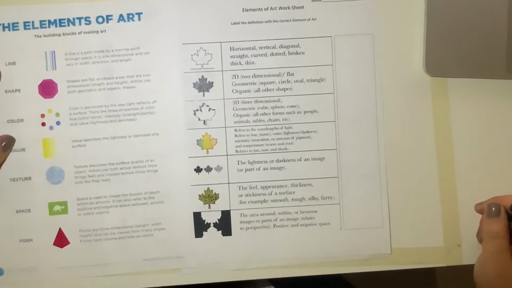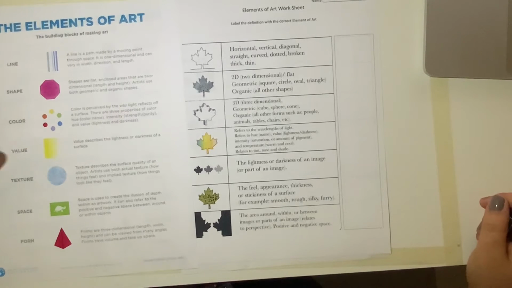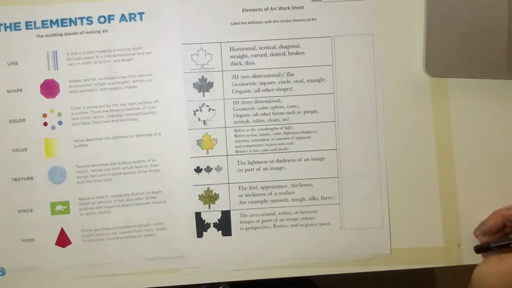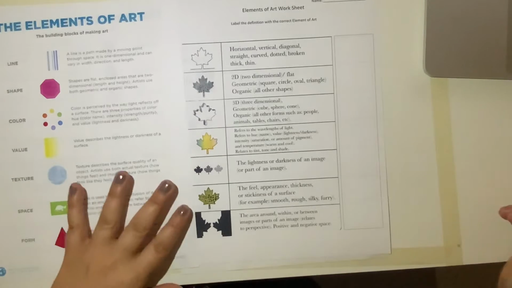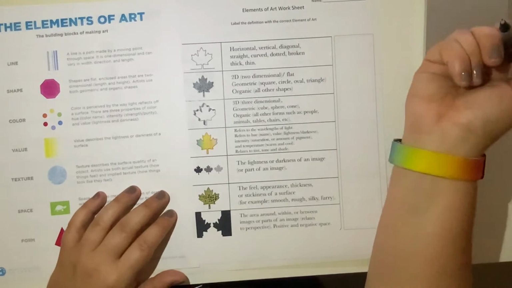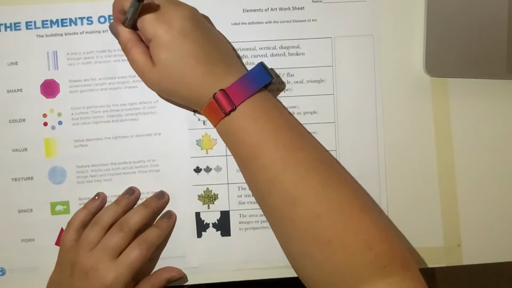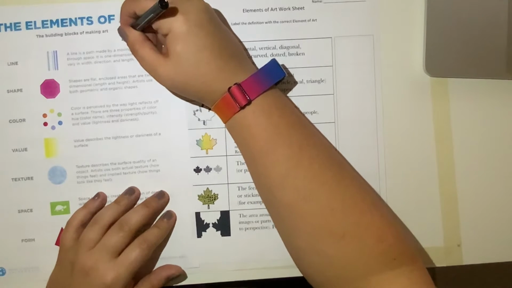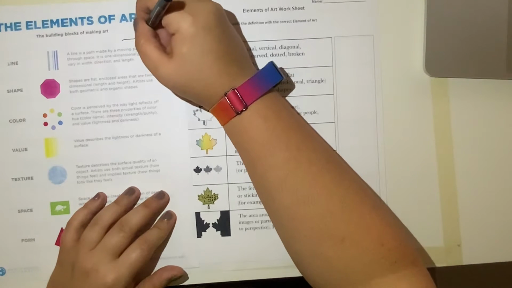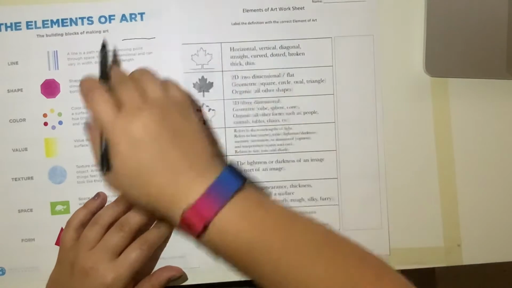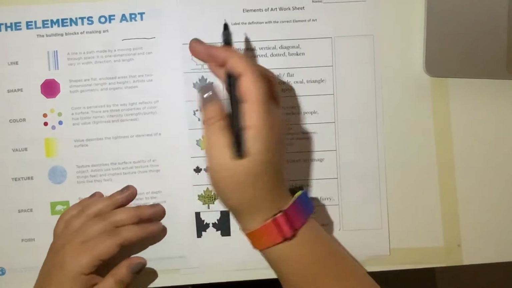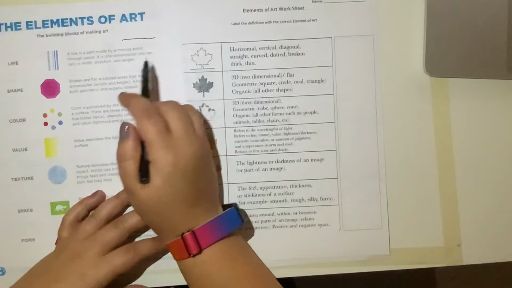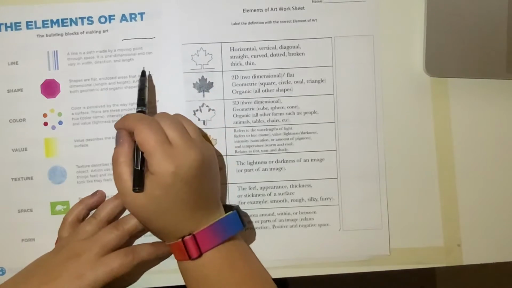So on this one, it talks about line, has some examples of line. A line is a path made by a moving point through space. It is one-dimensional and can vary in width, direction, and length. So it's a path made by a moving point. So if you make a point and then you move it, it will show you the path that that point made. It can vary in length, direction, and width.